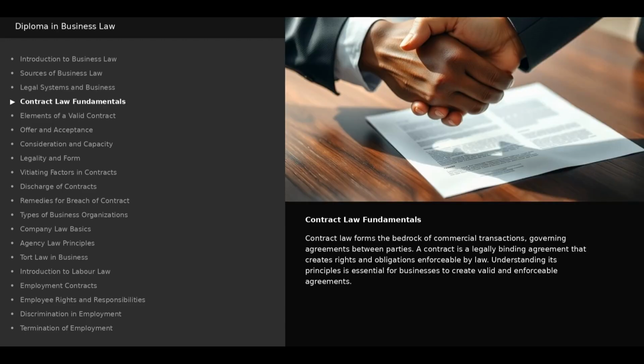Contract law fundamentals. Contract law forms the bedrock of commercial transactions, governing agreements between parties. A contract is a legally binding agreement that creates rights and obligations enforceable by law. Understanding its principles is essential for businesses to create valid and enforceable agreements.